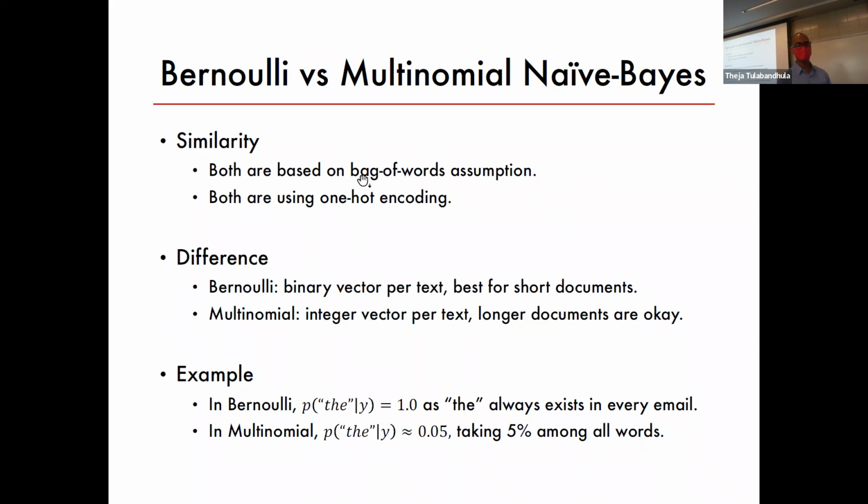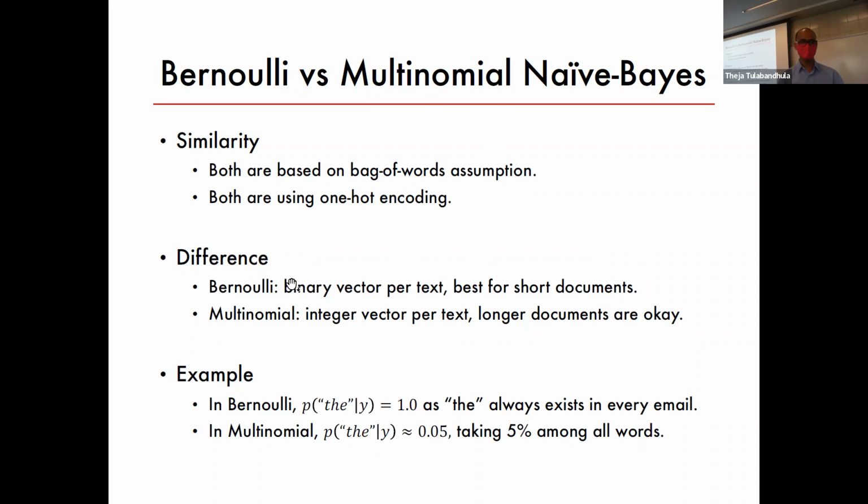So let me just summarize what we discussed so far. Bernoulli versus multinomial naive-Bayes. Both are bag of words assumptions. So the X feature vector, there's going to be one coordinate per word. Bag of words assumption just means that the word ordering doesn't matter. So from the X vector representation, you can't construct back the actual sequence of words. Both are using one-hot encoding. Of course, the multinomial version is actually taking into account the count of the word at each location.